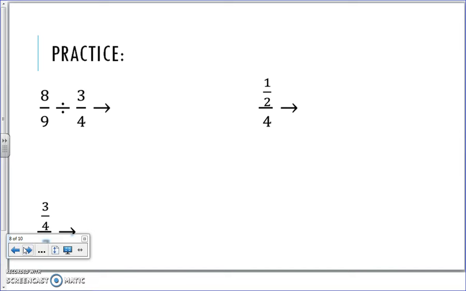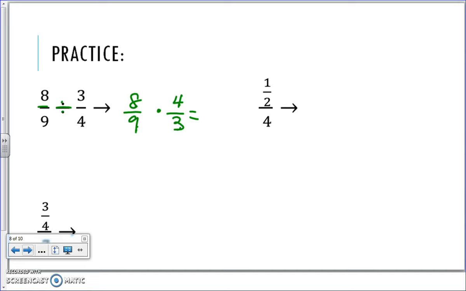All right, a few more examples here. Let's take a look. The first fraction is going to stay the same, 8/9. Then the divide is going to change to multiply. And then the 3/4 will flip over, change it to 4/3. Again, I'm going to check to see is there anything that reduces. So 8 and 9, nothing reduces. 4 and 3, nothing there. 8 and 3, no. 9 and 4, no, nothing there.